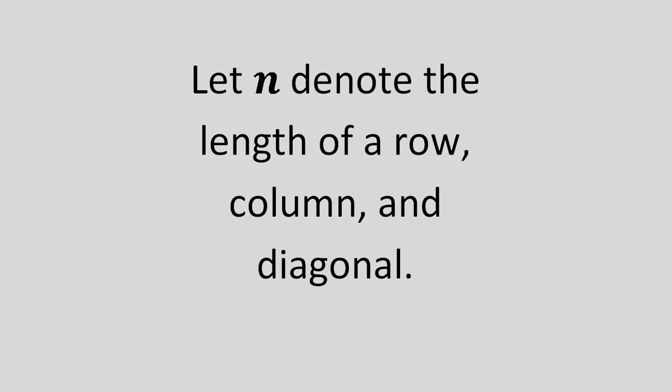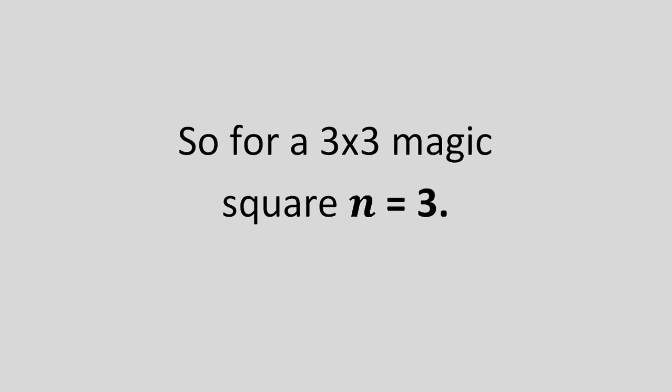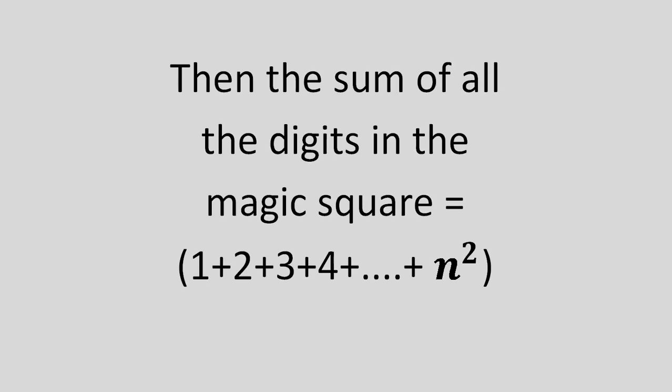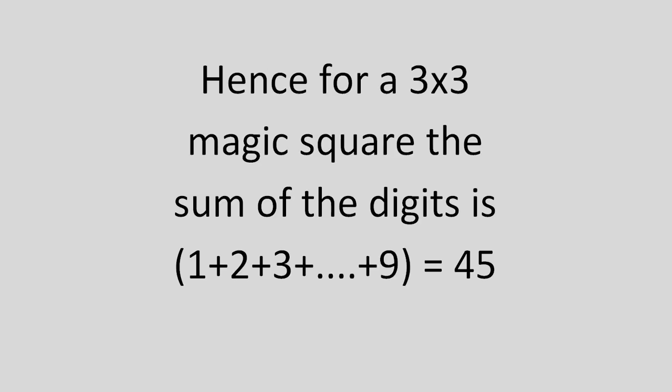Let n denote the length of a row, column and diagonal. For a 3 by 3 magic square, n equals 3. The sum of all the digits for any magic square is given by 1 plus 2 plus 3 plus 4 all the way up to n squared. So for the case of a 3 by 3, it's 1 plus 2 plus 3 all the way up to 9, which is 45.